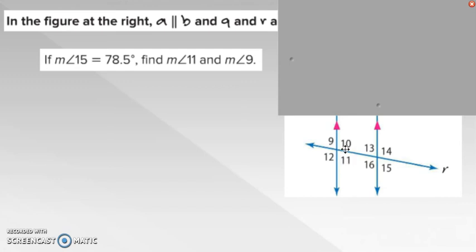Now, 11 and 9, you can look at it this way, are vertical angles. Here we have that X. So therefore, they are also congruent. The other way you could look at it for 9 is that 15 and 9 are alternate exterior angles. All 3 of these angles will have the exact same measure. So all 3 are 78.5 degrees.